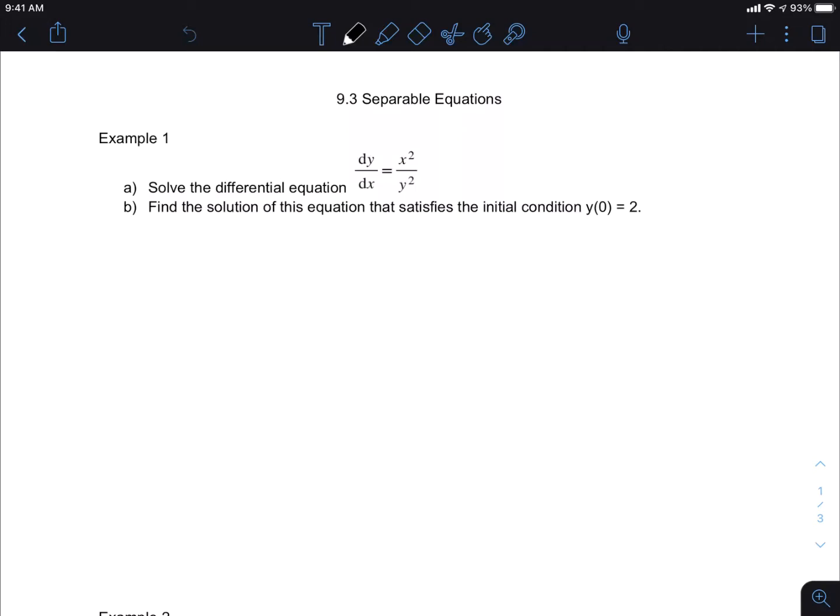So we've talked about differential equations, and why they're called differential equations is because we're talking about differentials. So if you had me for Calc 1, you definitely know what a differential is. If you didn't have me for Calc 1, then I'm sorry.